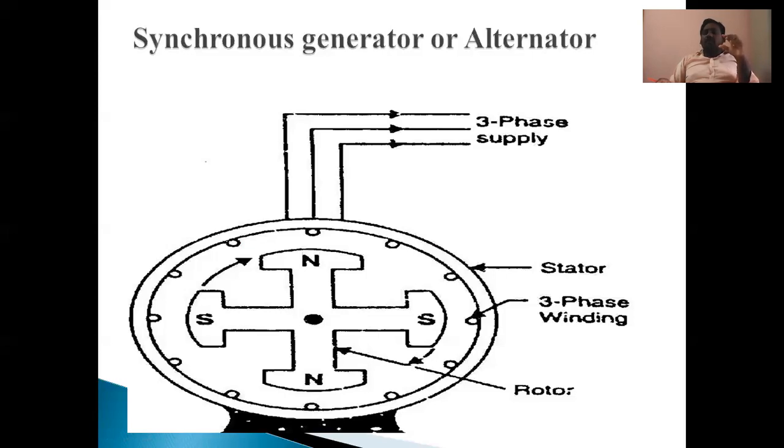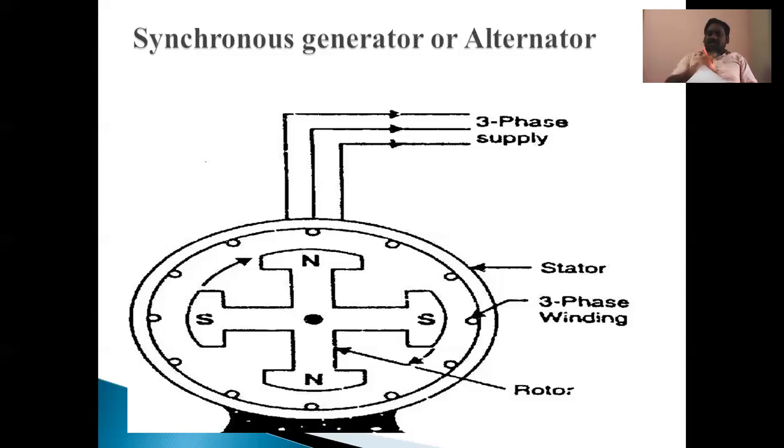For the production of field flux. Is that right? So that's why here field flux is produced by subjecting the DC supply through slip rings and brushes. One more important thing here, if DC voltage is provided, what happens? DC current flows to the field coils.